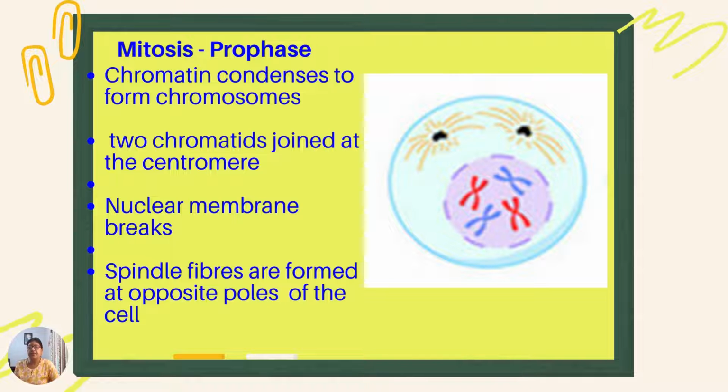Prophase stage: chromatin condenses, continues to thicken and becomes more visible. They are now called chromosomes. Each chromosome has 2 arms called chromatids that are joined at a point called the centromere. The nuclear membrane breaks and thin strands called spindle fibers are formed on the opposite poles of the cell.